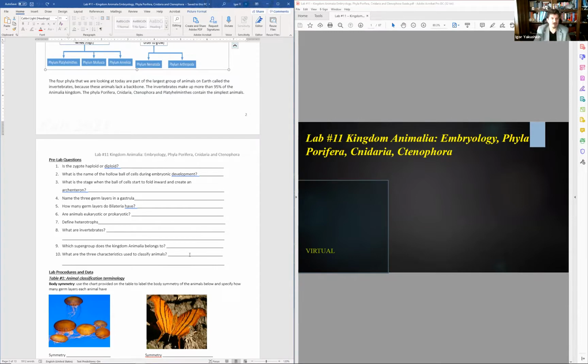So ecto, endo, mesoderms. How many germ layers do bilaterians have? Bilateral animals have 3 germ layers: ecto, endo, and mesoderm. The radiata, such as jellyfish, will have only 2, ecto and endo, not much of the mesoderm.